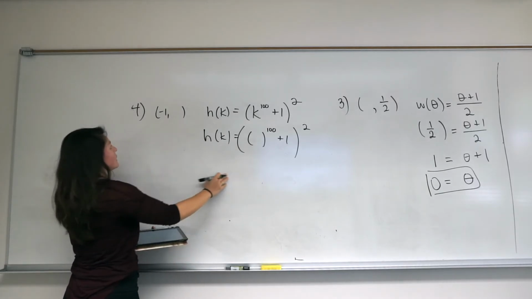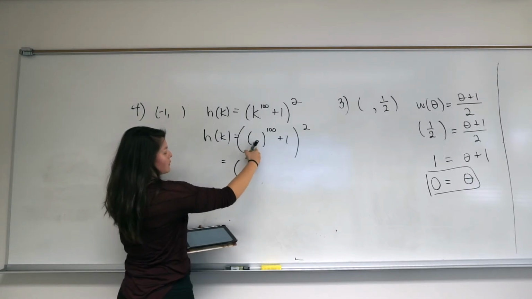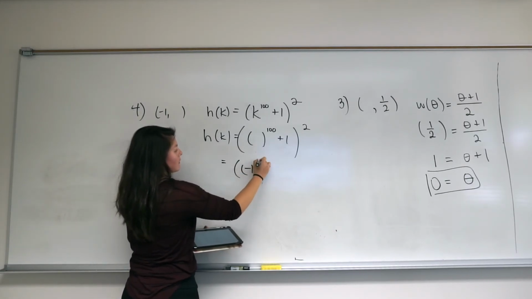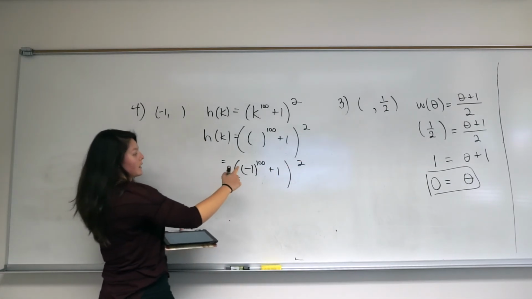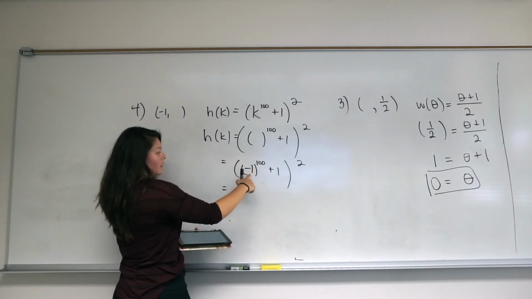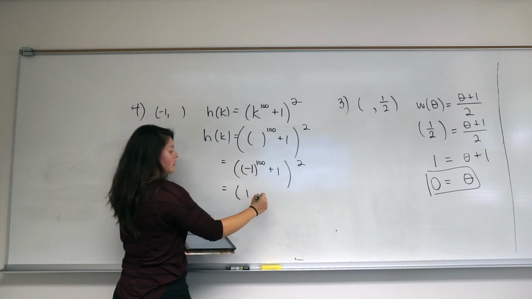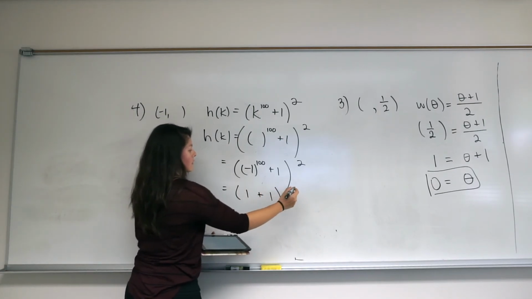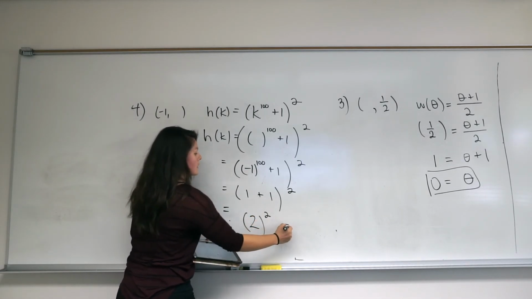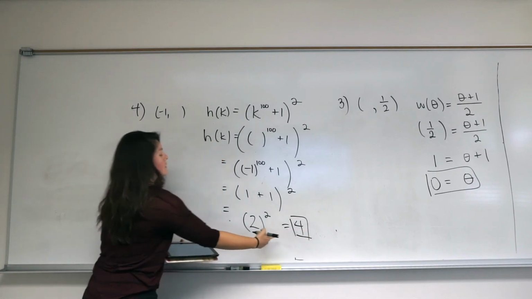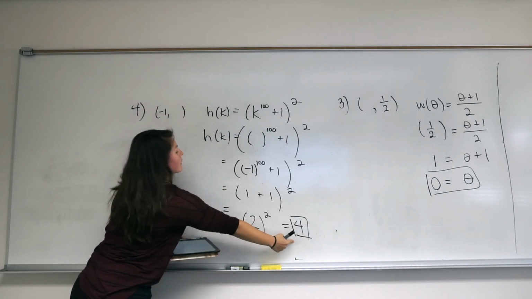And now I can just plug in -1 for k, or where I have the parentheses there. And now we simplify. -1 to the 100th power, -1 to any even power is going to give you +1. 1 plus 1 is 2, and we're squaring that, so we get 4. So when we evaluate h of k at k equals -1, we get an output of 4.